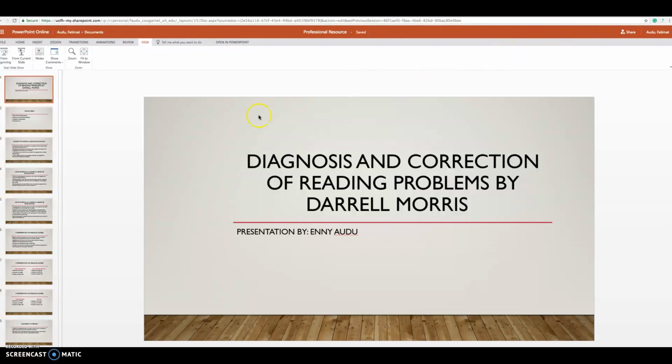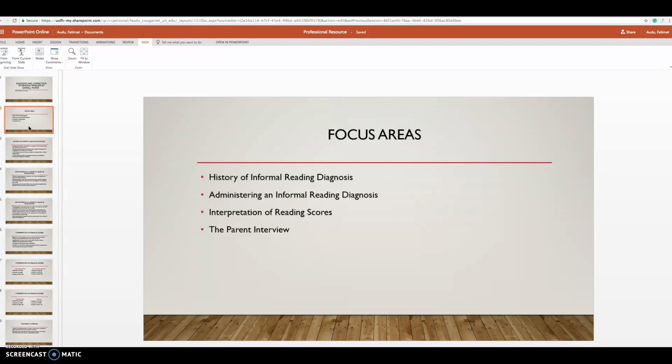So those are going to be my focus areas, the things that stood out to me the most, and the things that I believe a teacher, a literacy coach, or a reading specialist can use. Okay, so my focus areas are going to be the history of informal reading diagnosis, administering an informal reading diagnosis, interpretation of reading scores, and the parent interview.